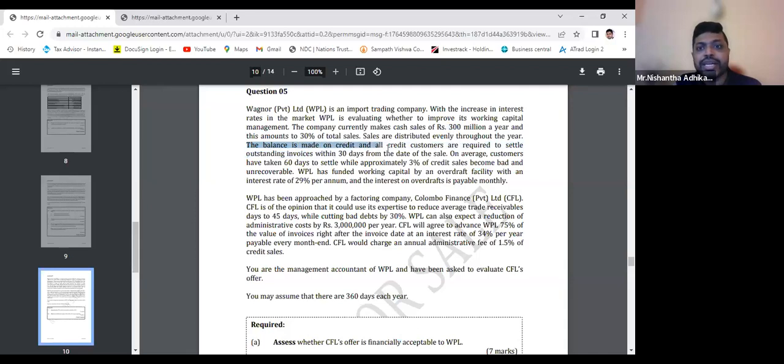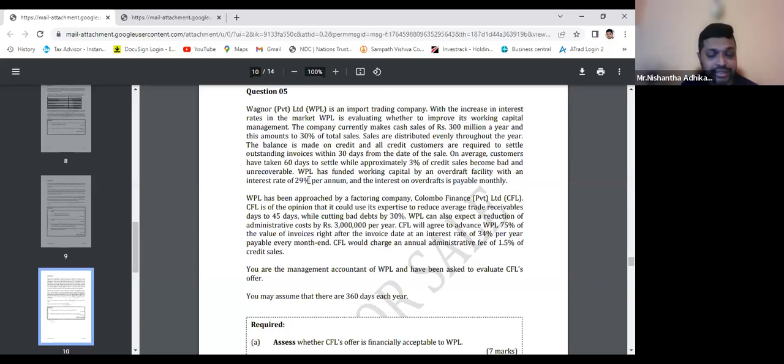The balance is made on credit and all credit customers are required to settle within 30 days. They have given a 30 days credit period, okay, we'll see. On average, customers have taken 60 days to settle, while approximately 3% of credit sales become bad and unrecoverable, okay. WPL has funded working capital by an OD facility with an interest rate of 29% per annum, and the interest on overdraft is payable monthly. That means you have to calculate EIR, effective interest rate, because you are servicing interest monthly, not annually. Monthly, you have to pay the interest. Then you have to calculate EIR.